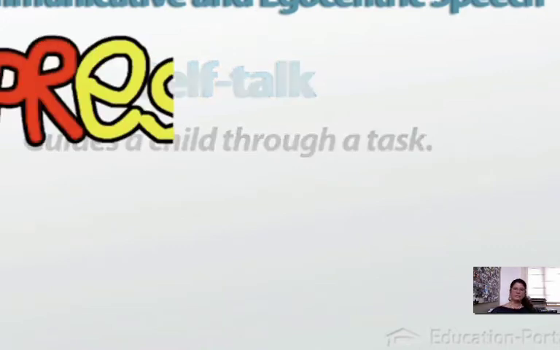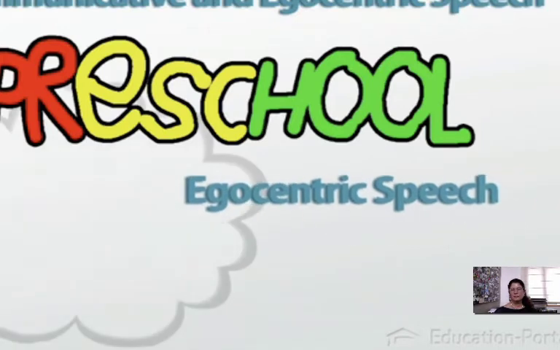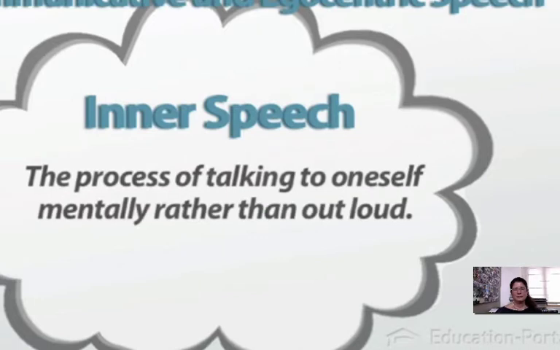During the preschool period, egocentric speech becomes increasingly abbreviated. Vocalization eventually ends, and egocentric speech moves inward as inner speech, or communicative speech. This is defined as the process of talking to oneself mentally rather than out loud. It is a silent form of verbal thinking. However, it does not become fully functional until after age 12.